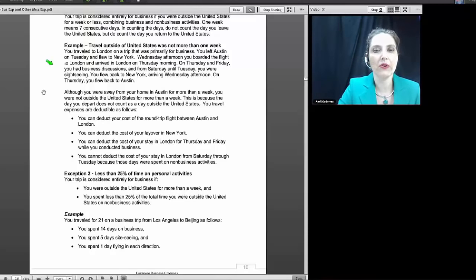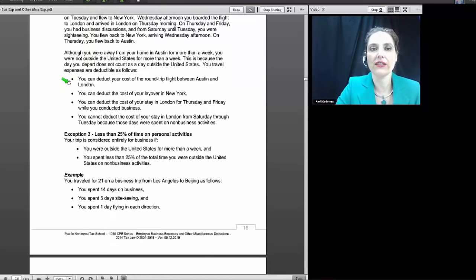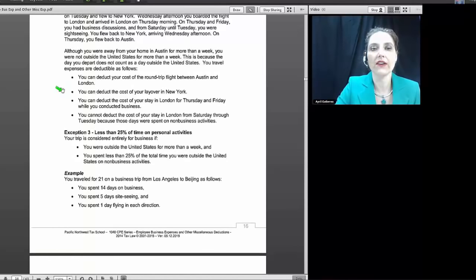Although you were away from your home in Austin for more than 1 week, you were not outside the United States for more than 1 week. This is because the day you depart does not count as a day outside of the United States. Your travel expenses are deductible as follows. You can deduct your cost of the round-trip airfare between Austin and London. You can deduct the cost of your layover in New York. You can deduct the cost of your stay in London for Thursday and Friday while you were conducting business, but you cannot deduct the cost of your stay in London from Saturday through Tuesday because those days were non-business activities.